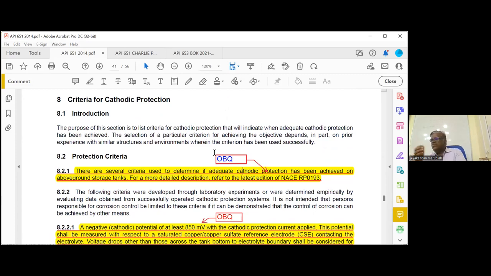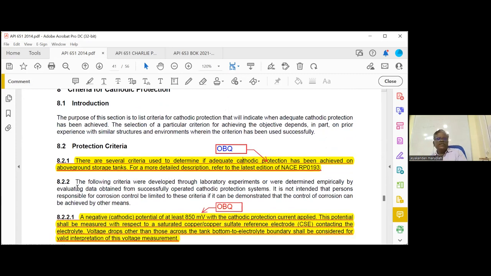So we have given you the full book actually. Okay, 7 is not part of our exam. 8.2.1, that is an open book question. There are several criteria used to determine if adequate cathodic protection has been achieved on aboveground storage tanks. For more detail, refer to the latest edition of NACE RP 0193. That is an open book question.